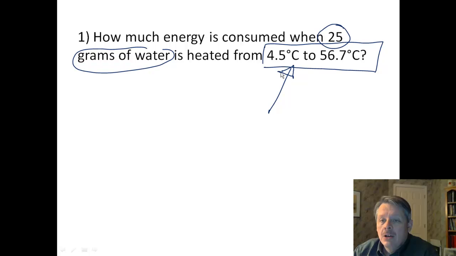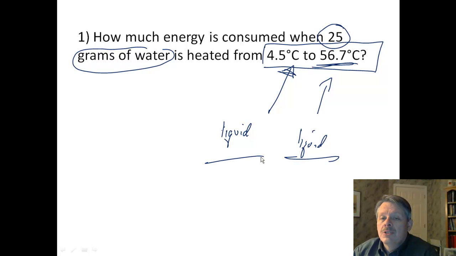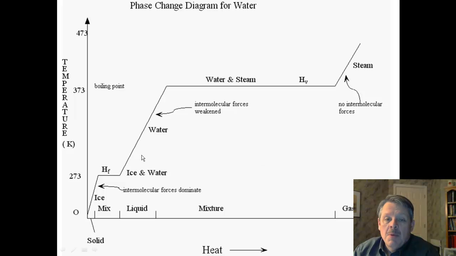What does this tell you? At 4.5 Celsius, what state is the water in? Well, it's a liquid at that state. And what state is it at 56.7? Well, it's still a liquid. All right, so all we're doing is a simple thing where we're heating something up that's a liquid. So what you need to do is think about it and maybe even draw it on your phase diagram if that helps you, where you're starting down here and you're ending up here, and it's all within this one state of water. Well, we know what the specific heat of liquid water is.